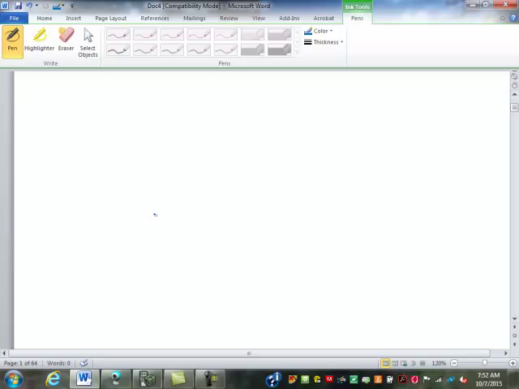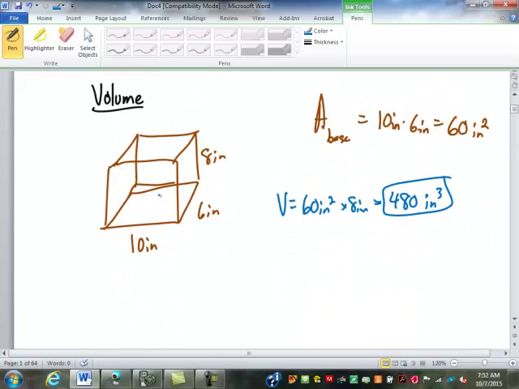Well, any box is a prism because actually I could pick any side to be the base. We used the bottom here as the base. But we could actually pick any side to be the base because you could take any of those rectangles and pull it through the whole object.